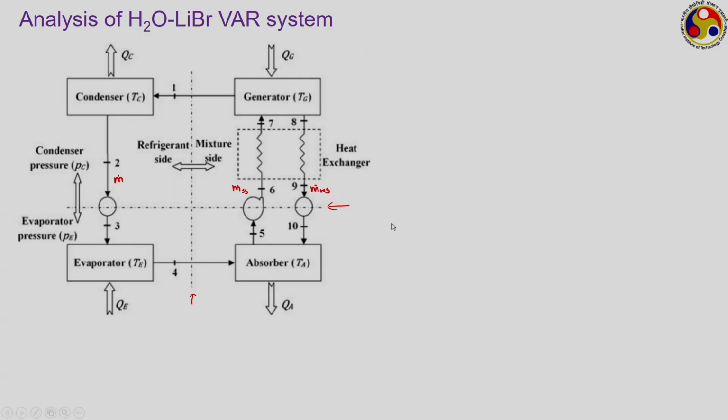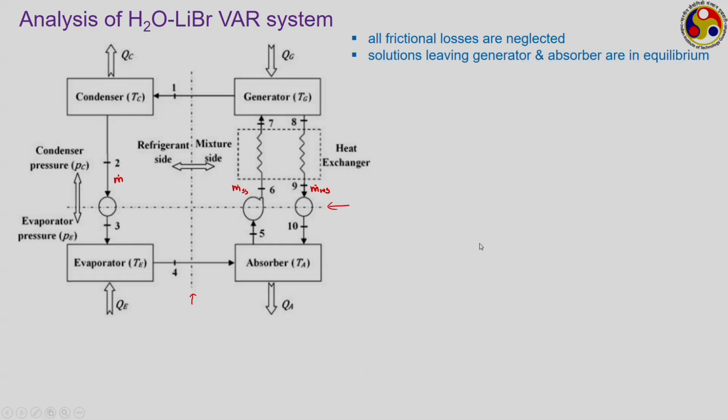Let us try to analyze it quickly, but for that we are assuming all the frictional losses to be negligible. Solutions leaving the generator and absorber are in equilibrium. That is an important assumption, because it allows us to calculate the mixture qualities leaving the absorber and generator. The solution pump is assumed to be adiabatic, and only pure water vapor is produced in the generator.